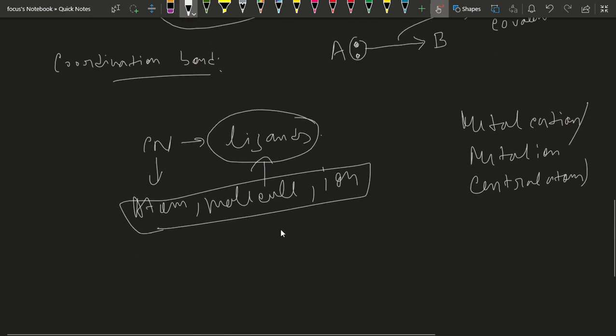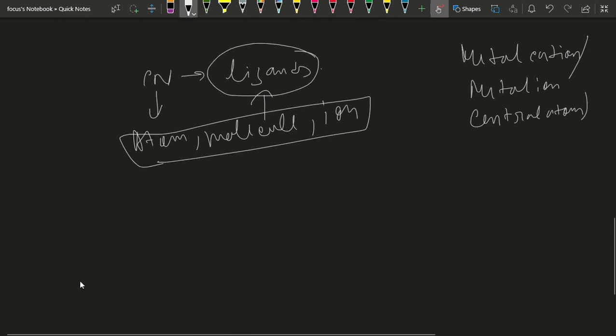So the basic definition of coordination compounds is that these compounds do not lose their identity or break down in solution. I have already mentioned that, like normal salts, they do not break down in solutions.